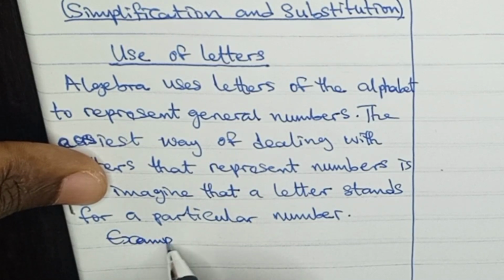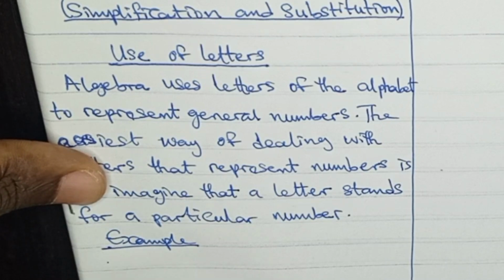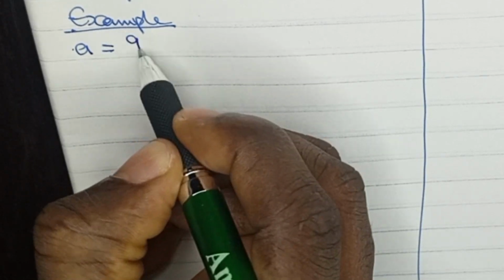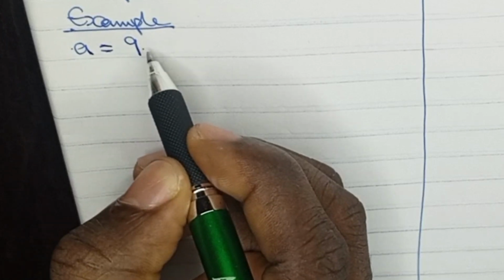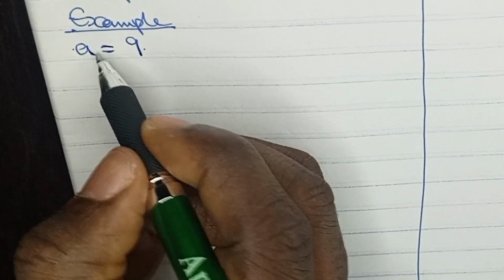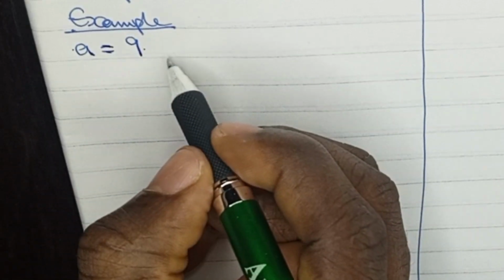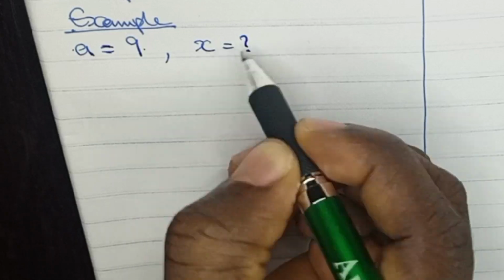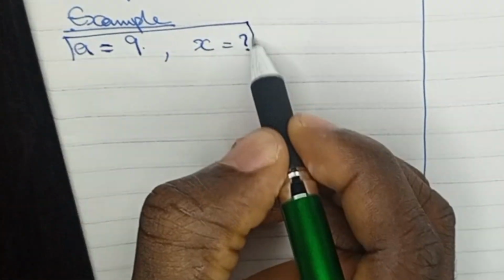Let's take an example. That's why we see sometimes we have a equal to 9. So this a is what is used to represent 9. So it's helping to save the value of 9. And there are times you use it to represent unknown numbers. X is unknown. So let's take an example on this so we get it more.